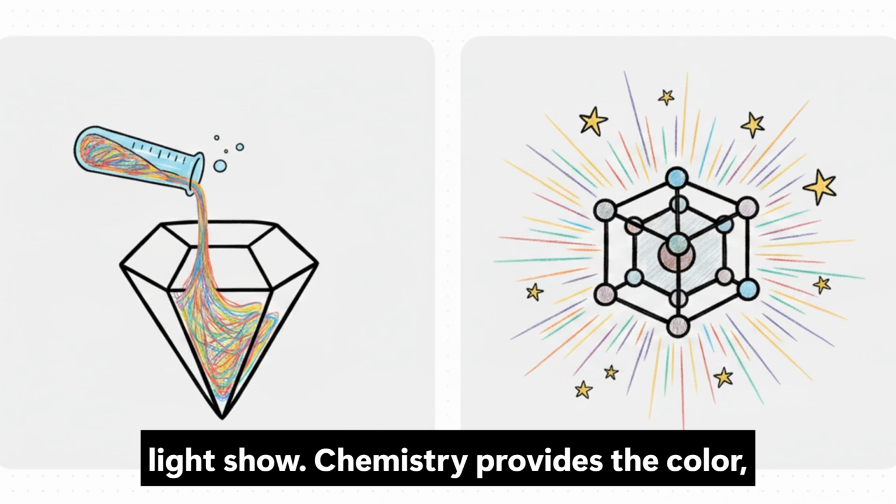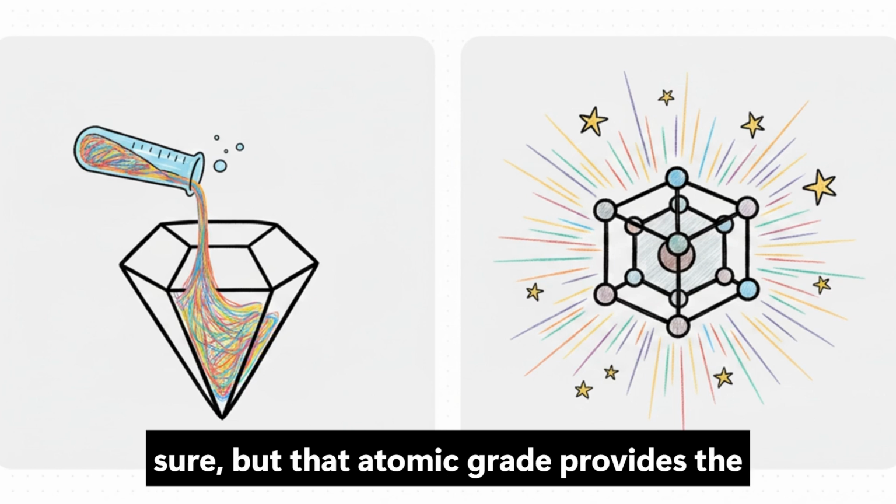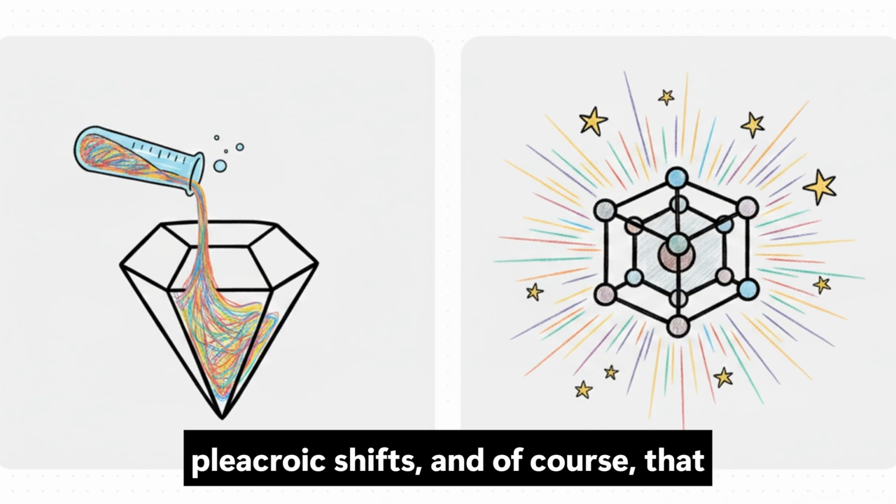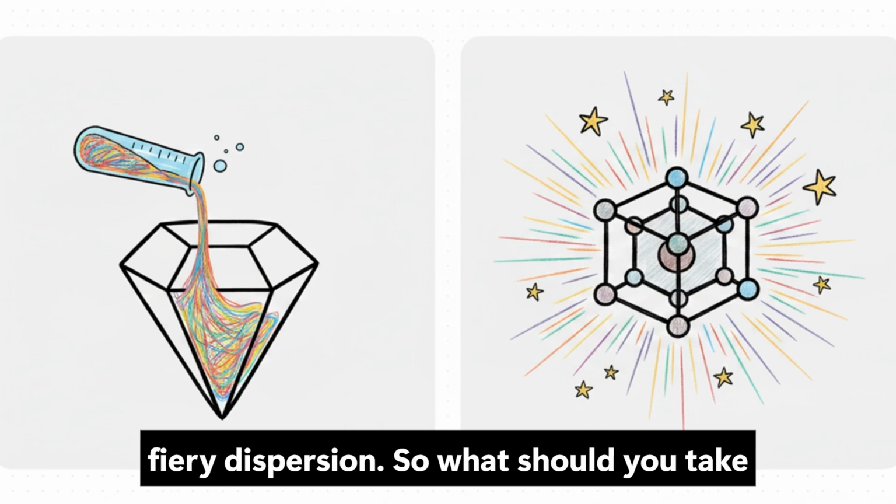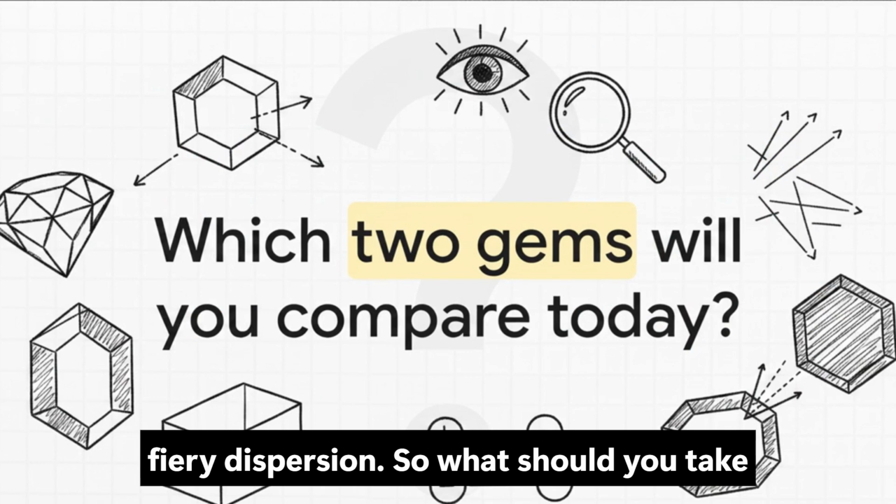Chemistry provides the color, sure, but that atomic grid provides the brilliance, the double refraction, the pleochroic shifts, and of course, that fiery dispersion. So, what should you take away from all this?